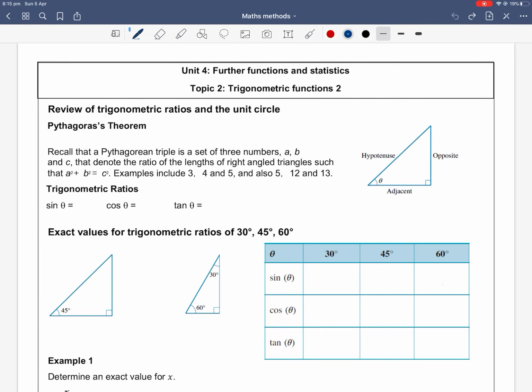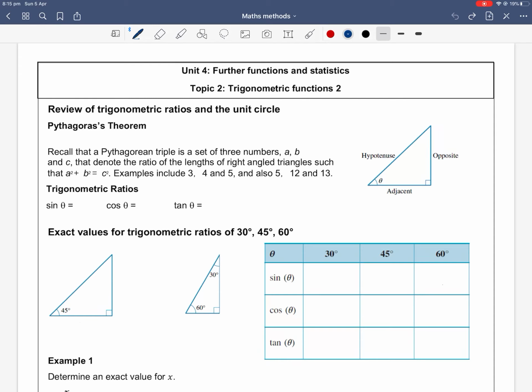Let's keep learning math. We're going to start this term off with trigonometric functions from Unit 4. Today's lesson is all review from Units 2 and 3, so it's all assumed knowledge, so hopefully none of the stuff we're doing today will scare you.